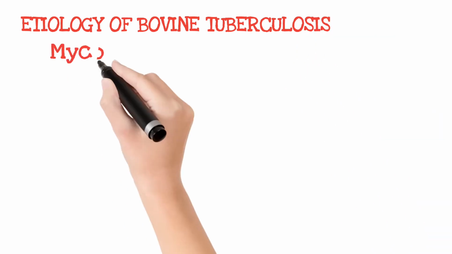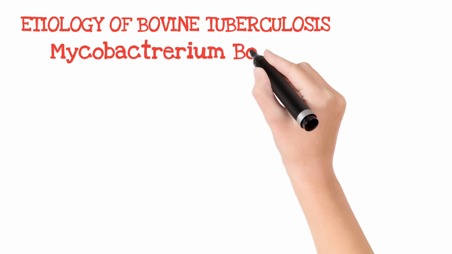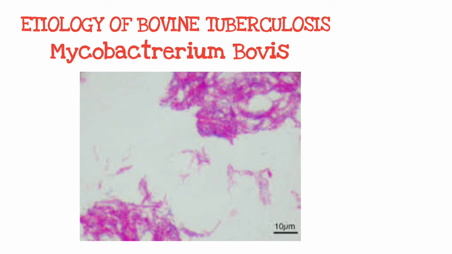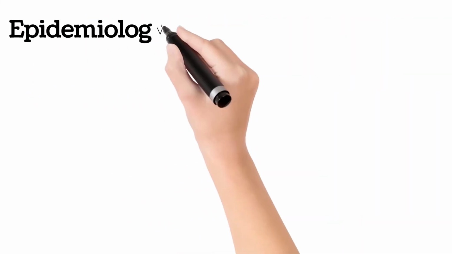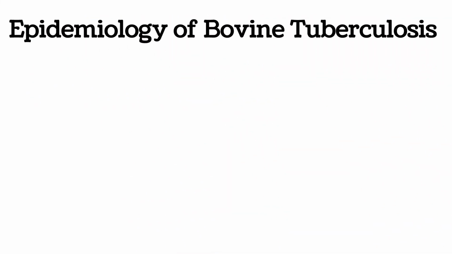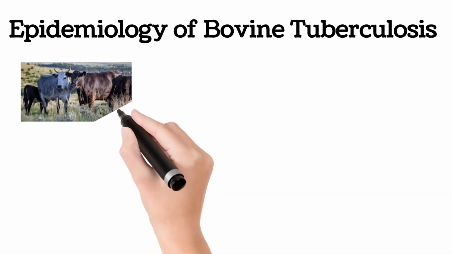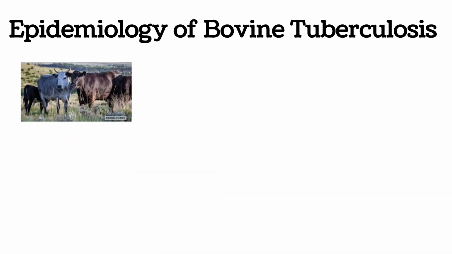Etiology of bovine tuberculosis. Bovine tuberculosis is caused by members of the Mycobacterium tuberculosis complex, primarily by Mycobacterium bovis, but also by Mycobacterium caprae and, to a lesser extent, Mycobacterium tuberculosis. Epidemiology of bovine tuberculosis.